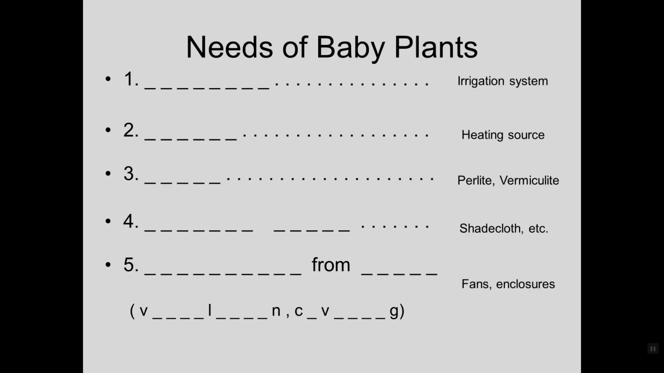their permanent spots. So the needs of baby plants, the little seedlings, they need an irrigation system to keep them moist, or moisture is needed. They need a heat source. They need warmth. They need media. Perlite or vermiculite are two examples of artificial soil types to use. They need partial light. That's usually provided by some kind of shade cloth structure or shady area. They need protection from pests, fans, and enclosures.